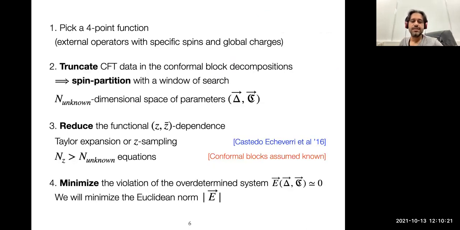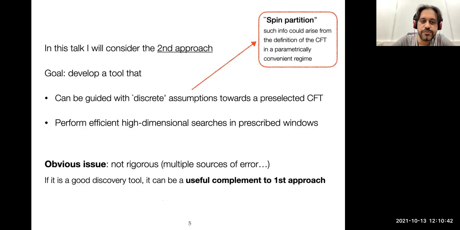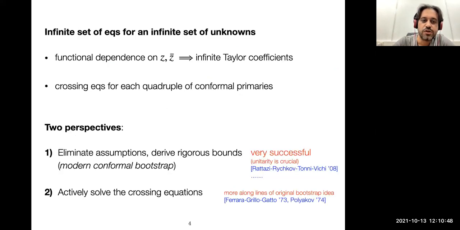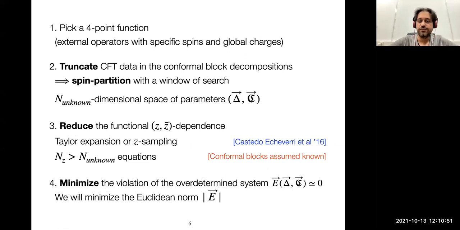Okay, so here is a summary of the main steps I'm going to take when I try to solve. The first step is to pick a 4-point function, which means give me 4 external operators with specific spins and global charges. In principle, the scaling dimensions of these external operators are unknowns, and I have to determine them. Then, in order to make these crossing equations specific and not so abstract, I'm going to truncate. I don't want to have an infinite number of unknowns, so I'm going to truncate the CFT data in the conformal block decompositions, and I'm going to use as an assumption a specific spin partition, what I mentioned before.